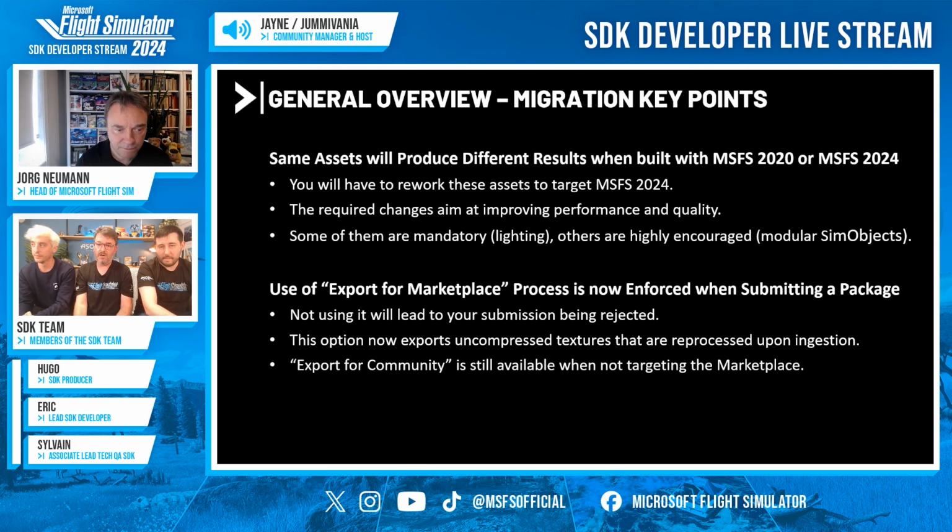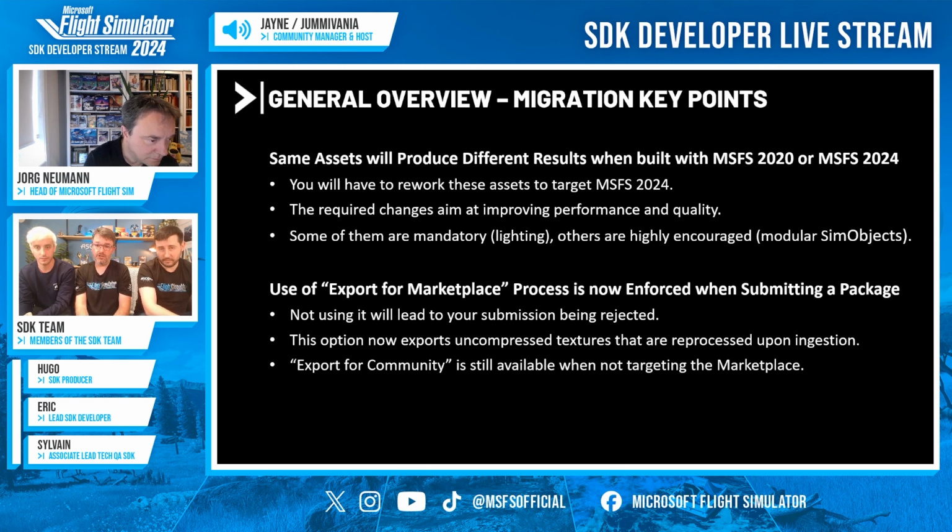Again, I'll come back to them later on. So it's very important to understand that when you migrate to a 2024 project and package, you will probably have to rework some of your assets. Why do we do that? Why do we put some more constraints? It's just that we want to improve quality, and we want to preserve performance.